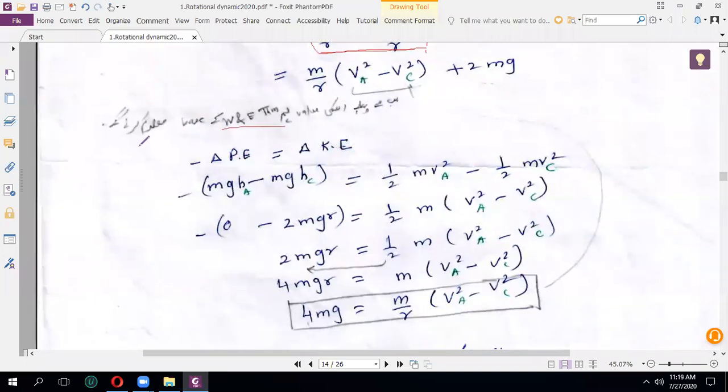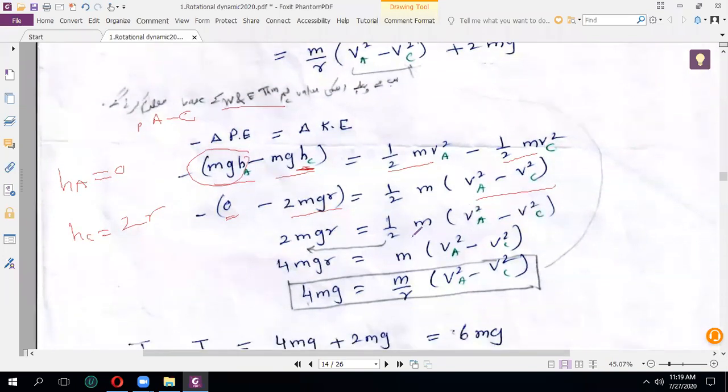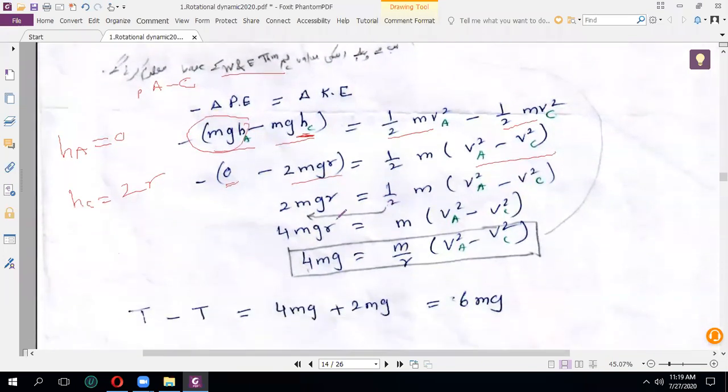So we are going from point A to point C. We can say mgHa minus mgHc. We know the height of A is 0, so this whole part becomes 0. And we know the height of C is 2R, so Hc becomes 2R and it becomes 2mgR. The right part is as it is, half m. Half m is common, so what we get is half m times v square A minus v square C. Next, take this to the left-hand side.